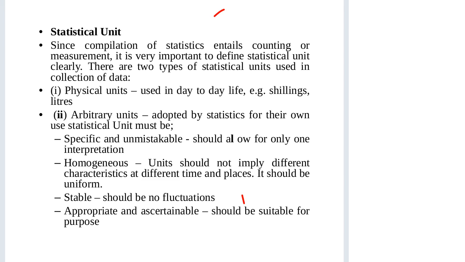So it should not imply different characteristics at different times and places. A liter of milk in Nairobi should be the same as a liter of milk in Mombasa and everywhere. It must be homogeneous. It should be stable. It should not fluctuate. So that statistical unit must be appropriate and ascertainable. It should be suitable for the purpose it is intended for.